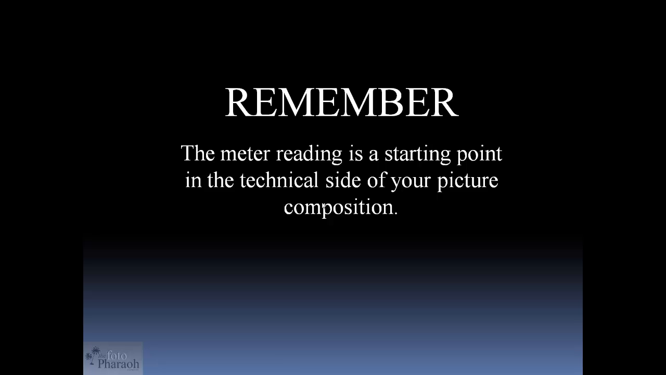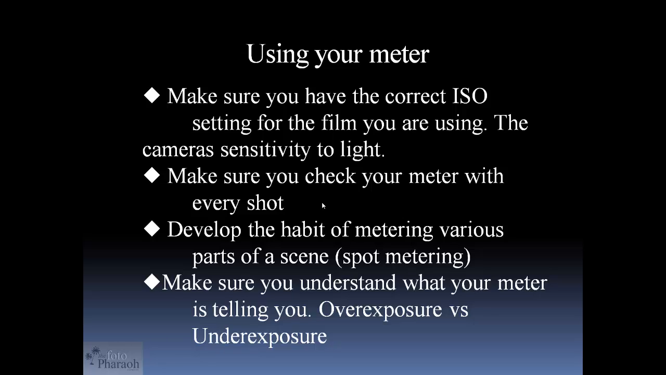So remember, the meter reading is your starting point of the technical side of your picture composition. In other words, you want to get the technical side right first. So when you use your meter on the camera, and again, I'm emphasizing manual mode here, make sure you have the correct ISO setting for your film or sensor that you are using. Okay, this is the camera's sensitivity to light. Make sure you check your meter with every shot. Now, this is discipline, takes a while.